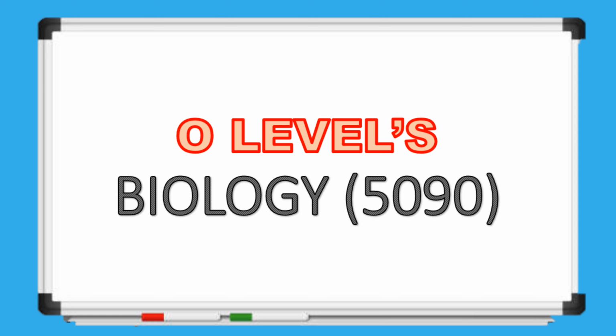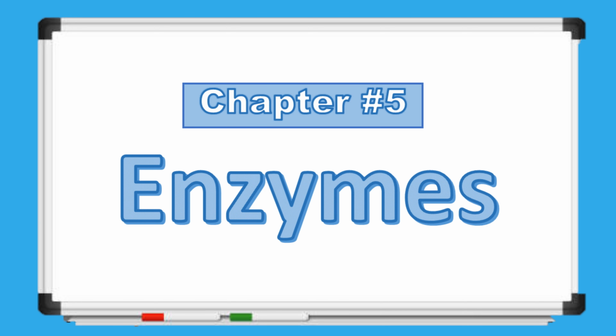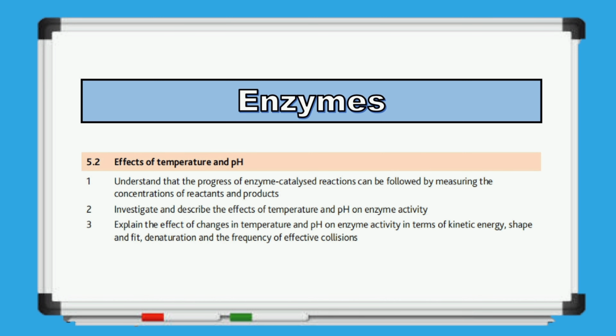We're currently exploring the O-Level Biology 5090 syllabus here, and so far, we've covered chapters 1 to 4, along with the first unit of chapter 5 on this channel. Today, we're moving on to the next part of chapter 5, which is enzymes. Specifically, we'll be diving into unit 5.2, which focuses on the effects of temperature and pH on enzyme activity.